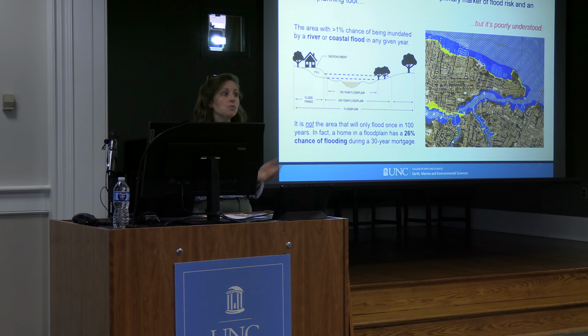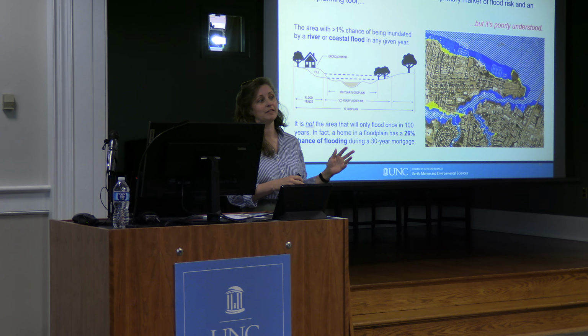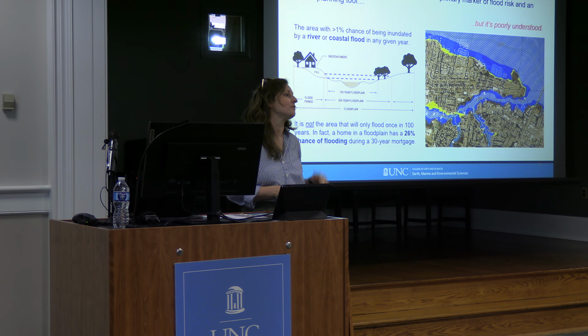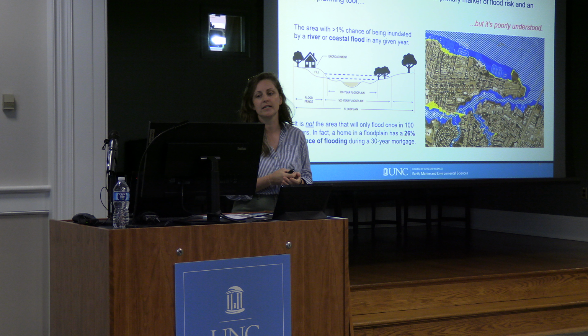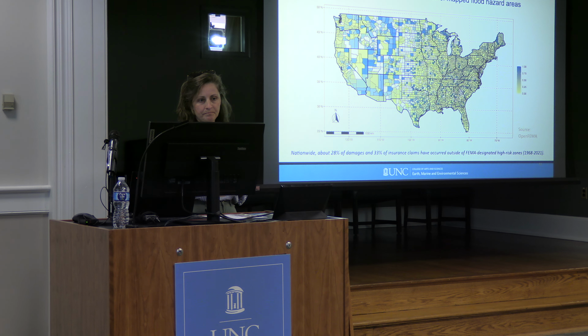So I mentioned that it's a 1% chance of flooding in any given year. We call it the 100-year floodplain. Many people think it only floods once every 100 years, but that's really not true. So for example, if you own a mortgage, you actually have a 26% chance of flooding during the life of that mortgage if it's a typical 30-year mortgage.